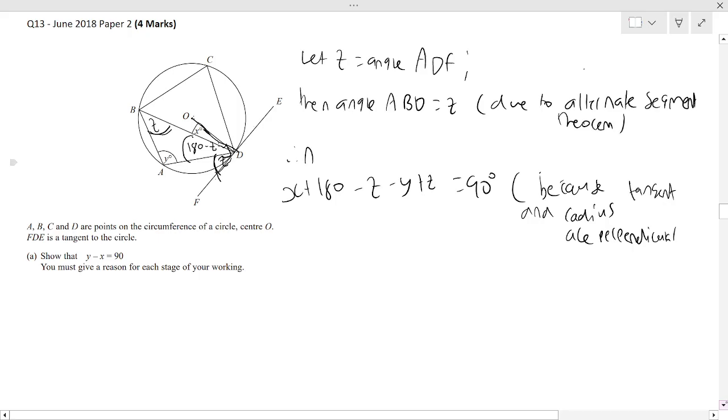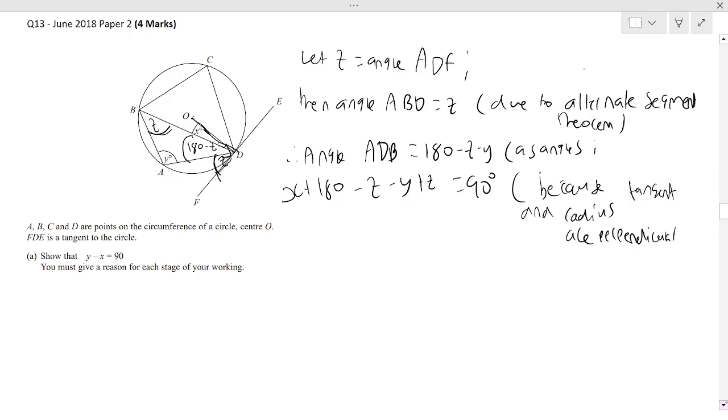And therefore this angle here is because of the triangle, right? That adds up to 180. So angle ADB now is 180 minus Z minus Y, and that's as angles in a triangle add up to 180. So we justified everything now.